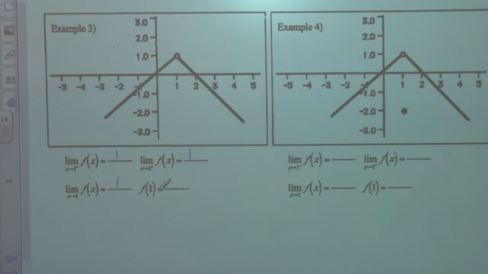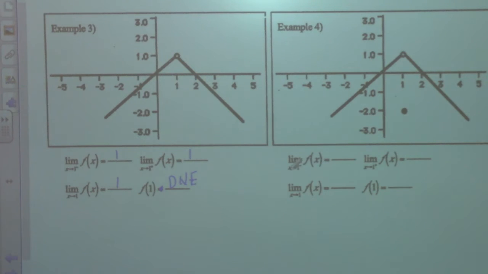For this one, f of 1 looks like it doesn't exist. I don't know how good the resolution is on yours, but this looks like a hole. So here's a case where you have a limit that does exist, yet the value at that point does not exist. You can still have a limit even if the function at that point of discontinuity does not exist.